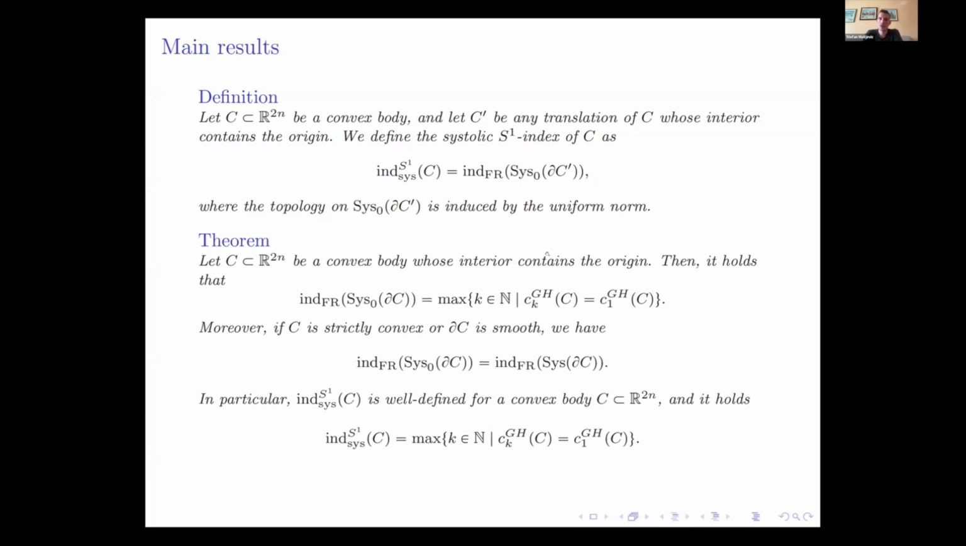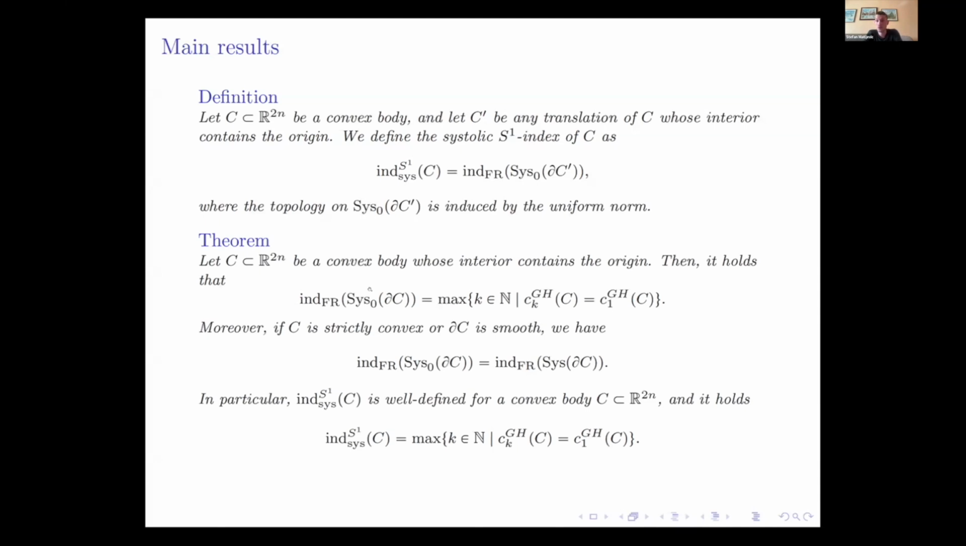If we have a convex body whose interior contains the origin, then it holds that the Fadell-Rabinowitz index of this space of centralized systoles is equal to the maximum over k where the kth Gutt-Hutchings capacity is equal to the first one. Now, why did we choose the uniform norm? I think that this is important to explain.